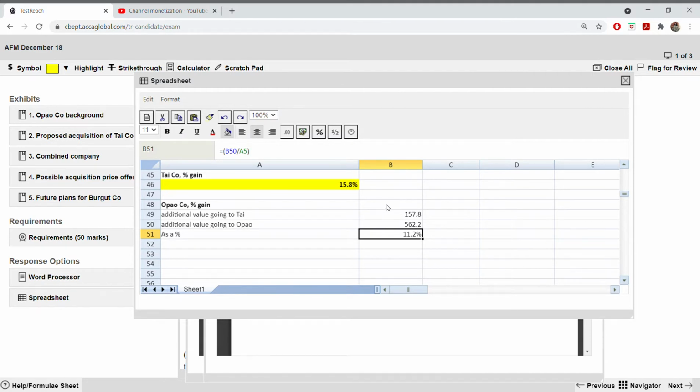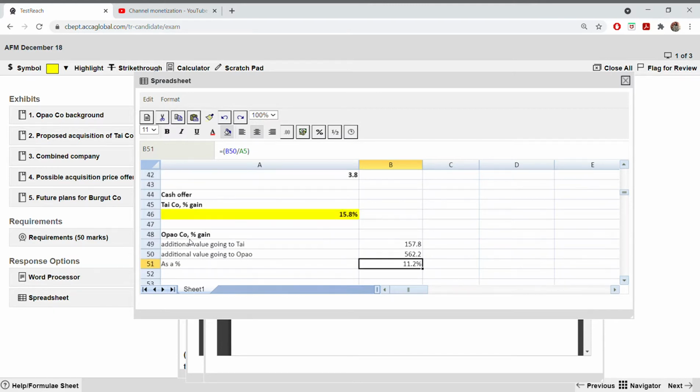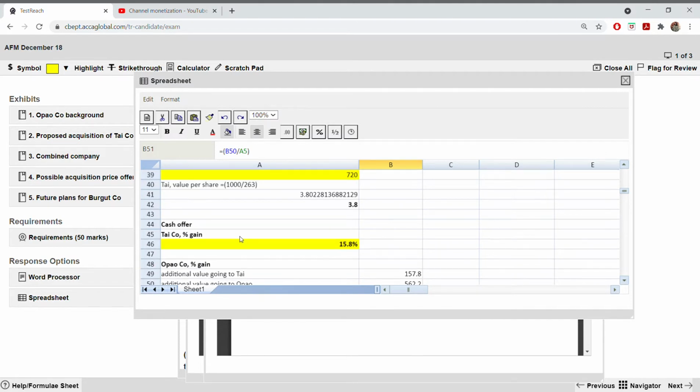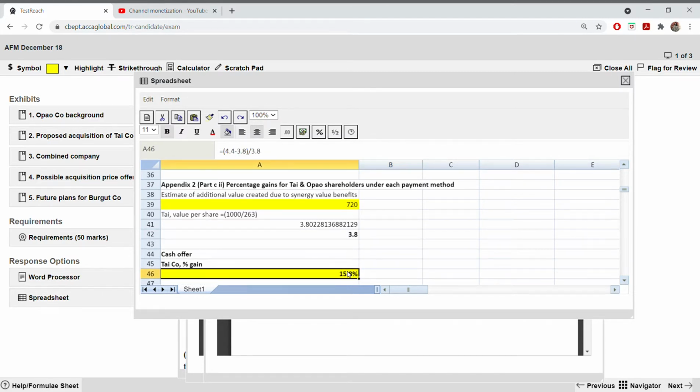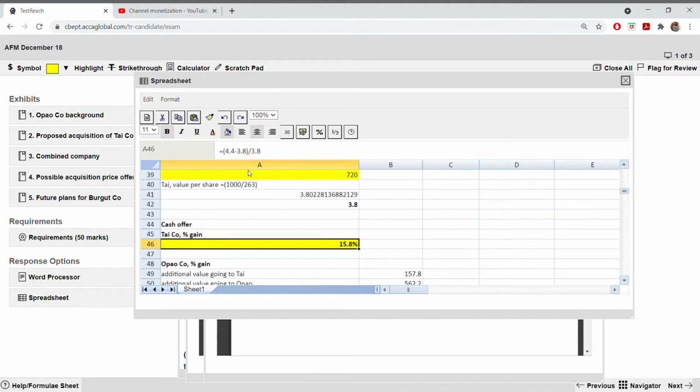So now we have the cash offer for the Thai company, and we got it for the Oppo company also. See, the reason why we had to do so much working for the Oppo company and not for the Thai company is that we just got the difference between the two. That's what we did for Thai, right? That's how we got 15.8. The reason is because we have been given the price.